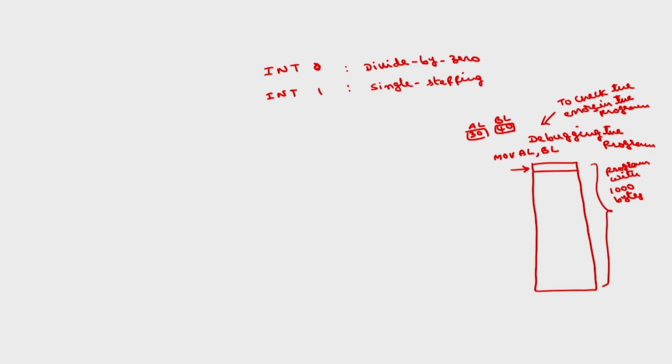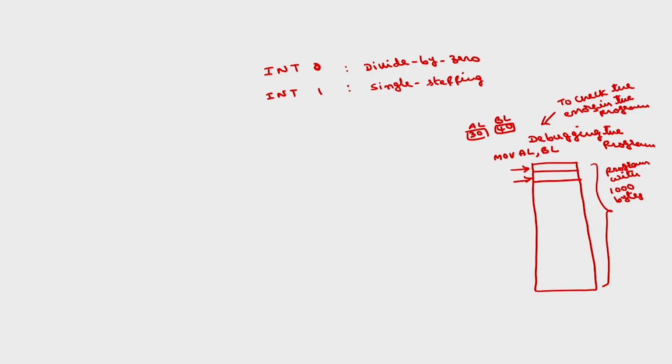If AL contains 30 and BL contains 40, it means there is a mistake in the first instruction, so I will check where the mistake is. If the first instruction is fine, then I will go for the second instruction. I will execute it, and again check the contents of the registers. If all the contents of the registers are fine, then I will go with the third instruction.